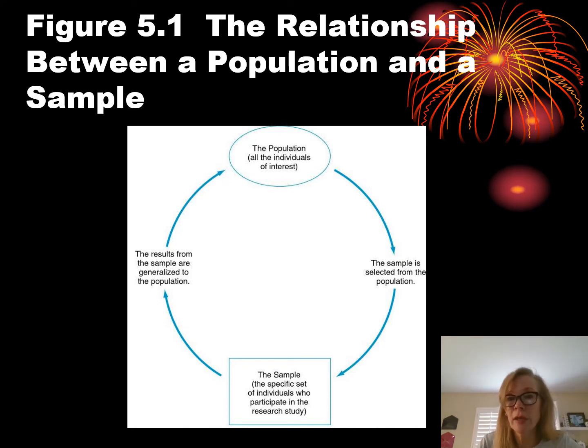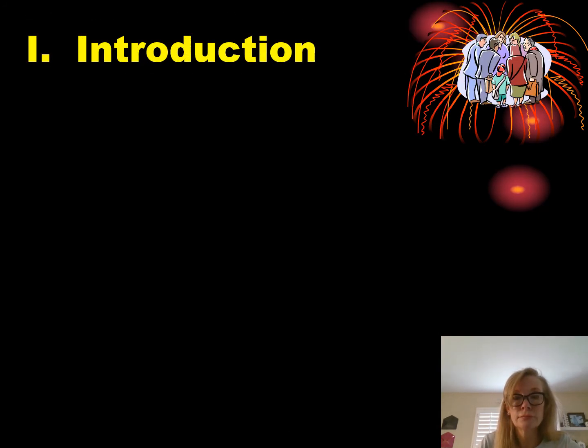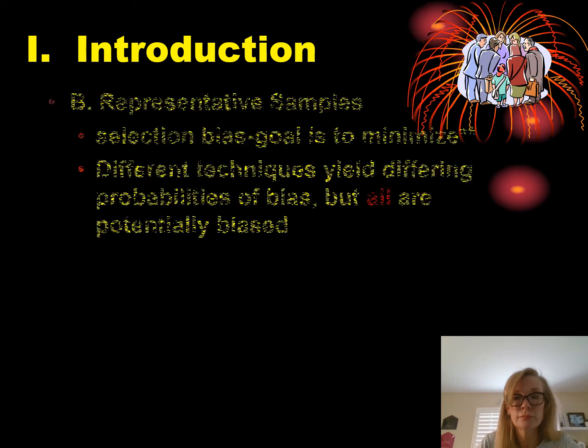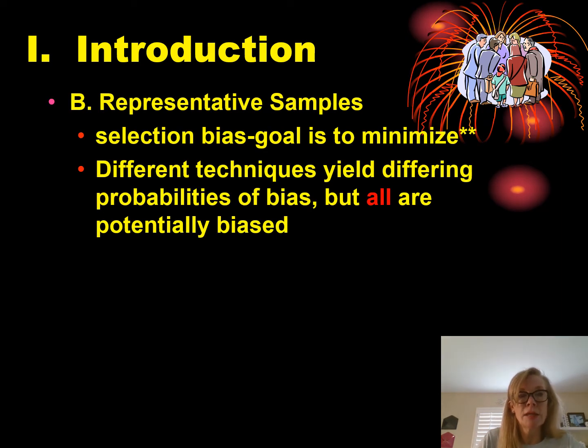All right, so moving on. Continuing with our introduction, if you now understand that the goal is to acquire a representative sample, then your next question would be, well, how do I get a representative sample? What do I do in order to acquire a representative sample? Well, you want to minimize something known as selection bias.